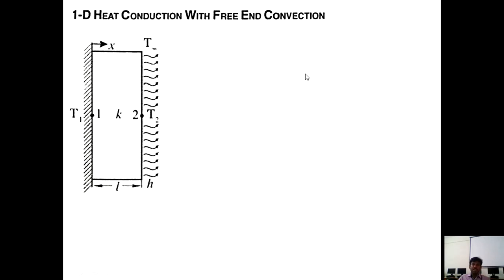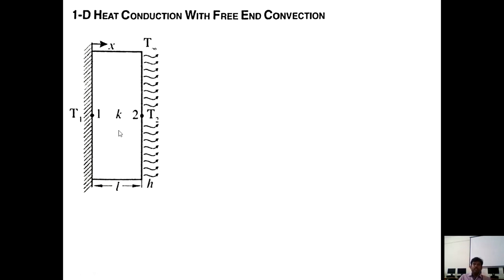Welcome back friends. Next, very important, is one-dimensional heat conduction with free end convection. In the previous video, we discussed the stiffness matrix for heat conduction, that is K equals A K divided by LE into [1 -1; -1 1]. Now, if convection is taking place at only one end, how can we derive the stiffness matrix?